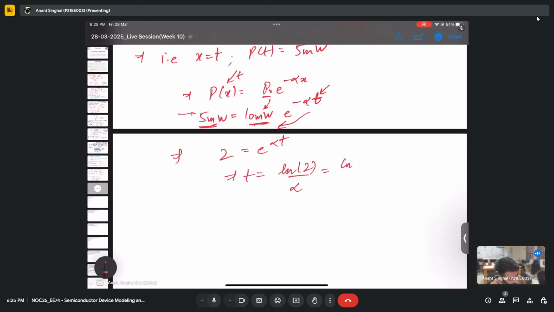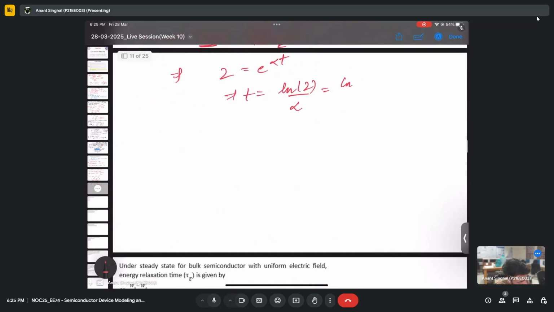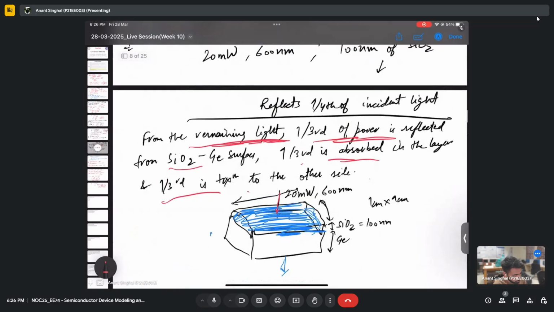Alpha is also given: alpha is 3 times 10 to the 4. ln2 is 0.693. So 0.69 by 3 is 0.23 only. So it is 0.231 micrometer. Since this is to the power minus 4 and it was in centimeters, that is why it is micrometer. So this is the thickness of the germanium sample.